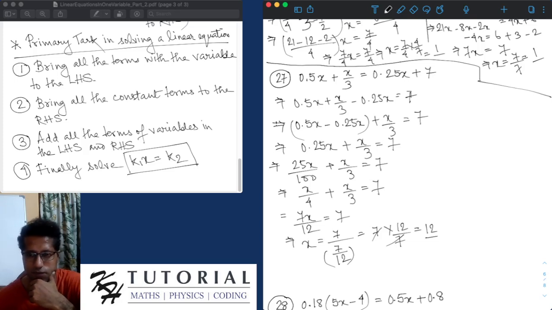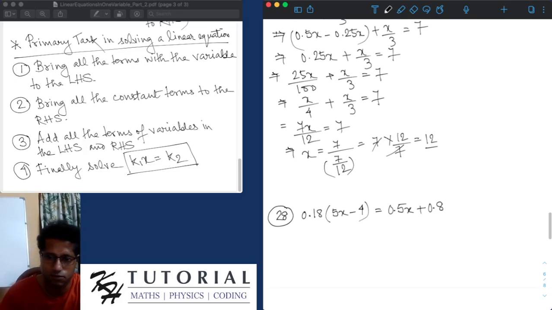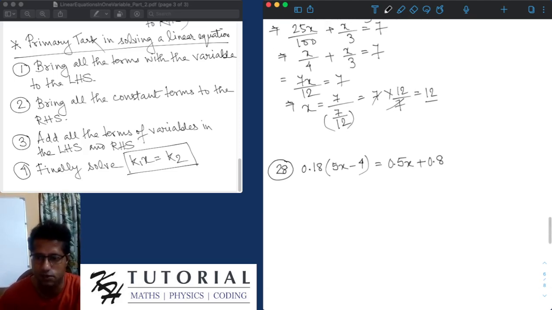For this example it will not help, but for other examples, let's say for this example 28, I can see that some constant terms are decimals like 0.8, and also you always first simplify any products.